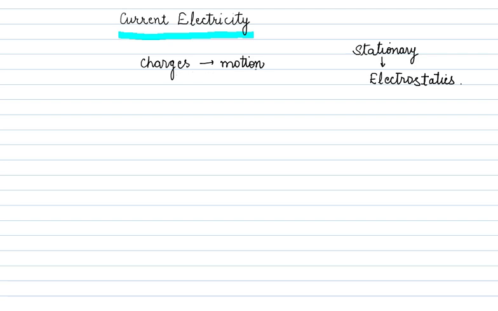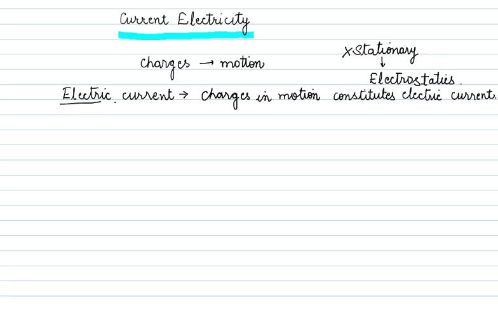Our charges are in motion. They are no more stationary. Then it comes under the category of current electricity. So we can now define what is an electric current. Whenever our charges are in motion, the charges we are considering are moving. So charges in motion constitute electric current.